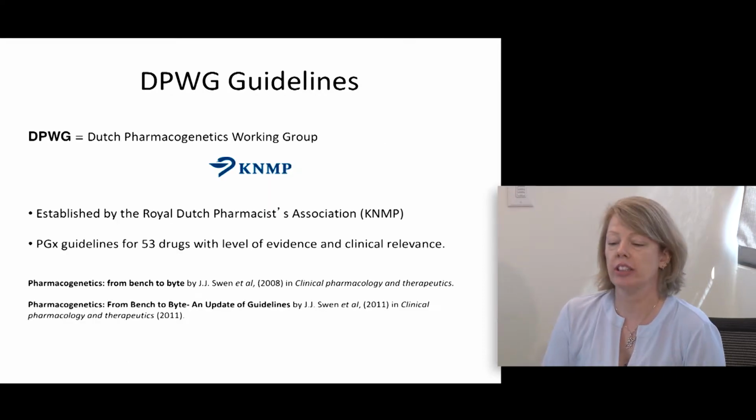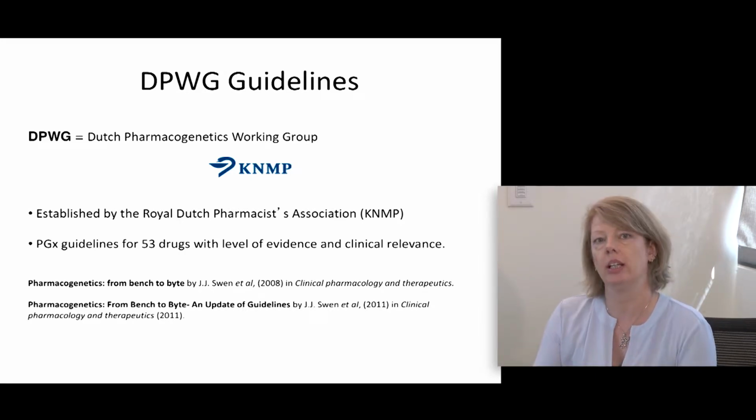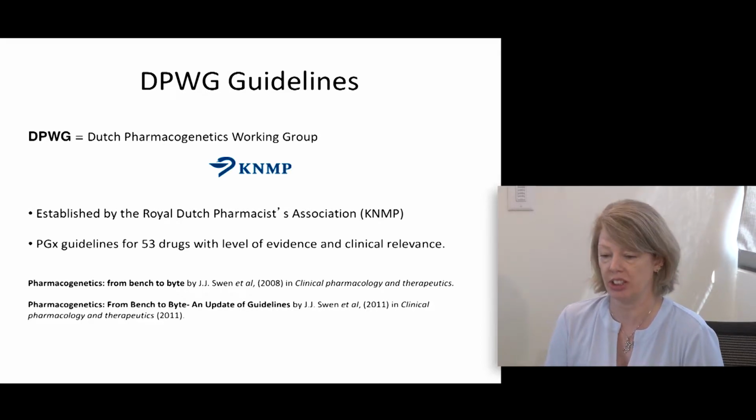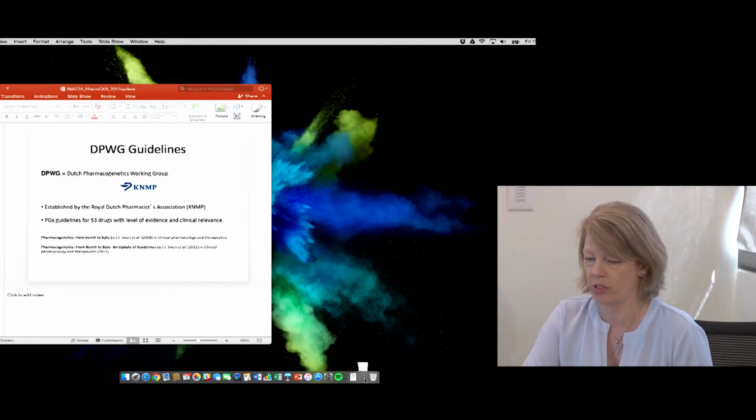As I mentioned, in the Netherlands, there's also a group called the Dutch Pharmacogenetics Working Group. They are part of the Royal Dutch Pharmacists Association, and they also create prescribing guidelines, or information about how to prescribe drugs based on a patient's genotype. They have published a couple of review articles, and you can check those out as well. I'm going to show you a couple of examples of those guidelines as annotated on PharmGKB. Let's go back to the website.